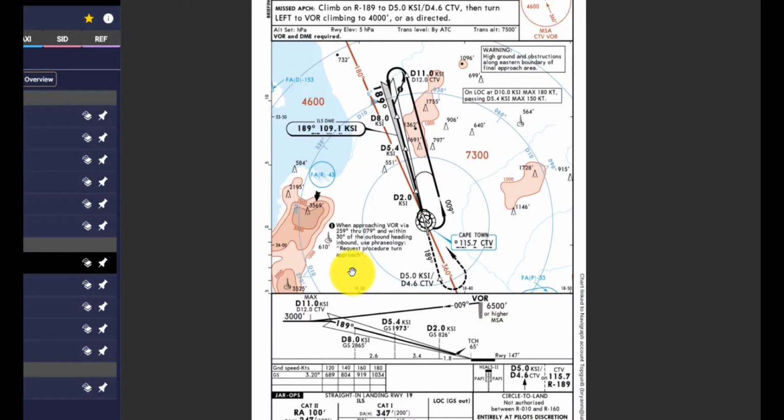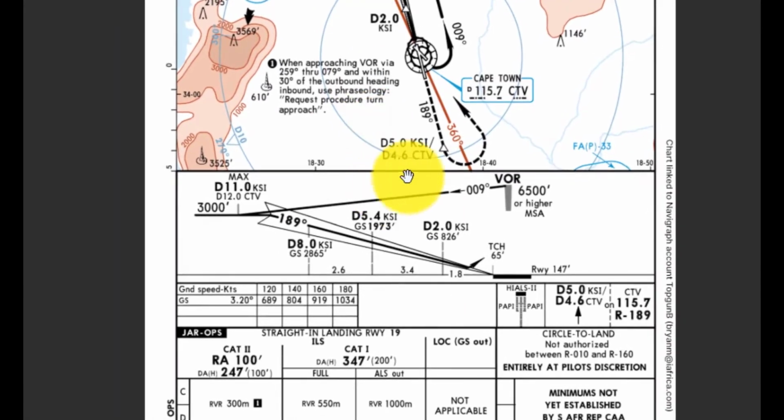This is the ILS map, KSI 189 on a frequency of 109.1, and you can see that at 12 DME we need to be at 3,000 feet. At 8 DME we need to be at 2,865 feet, and we'll lock onto the glideslope and then land on runway 19. We'll have to manage our speed and our flaps and our gear down as we come into the ILS.